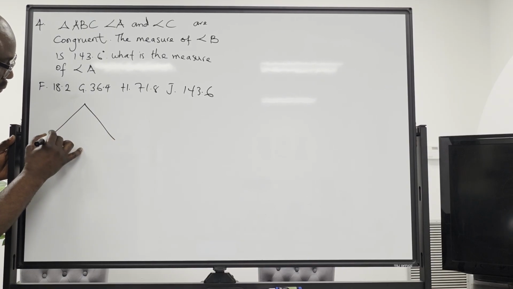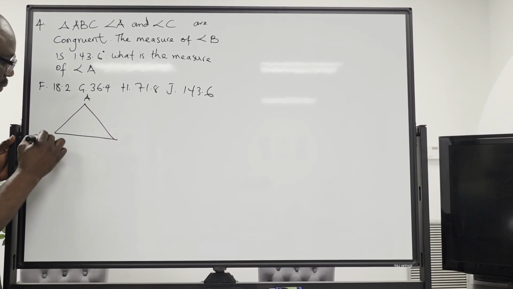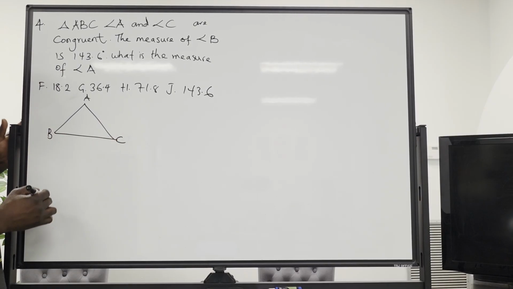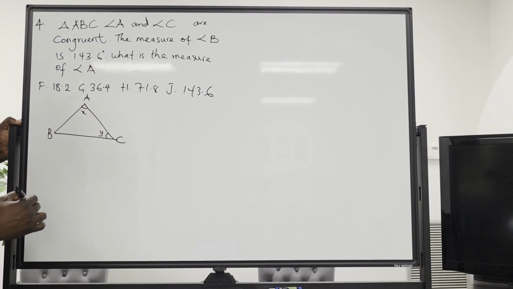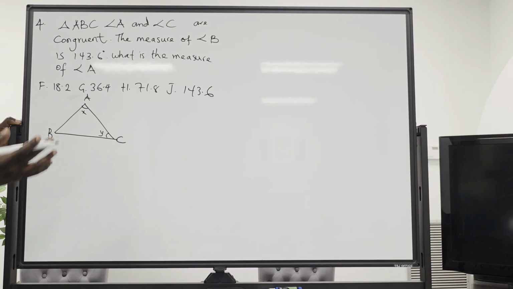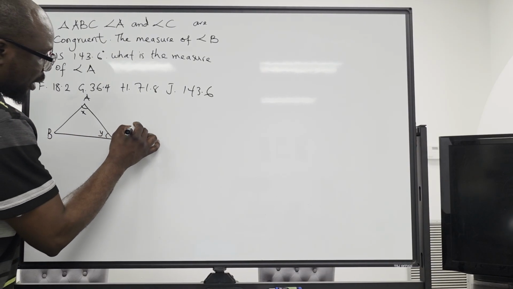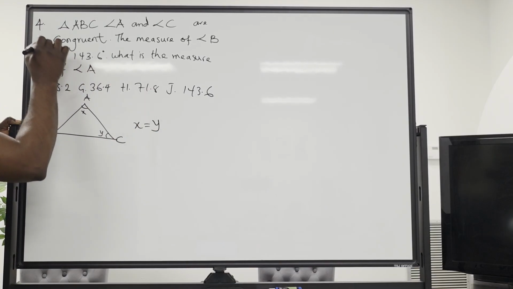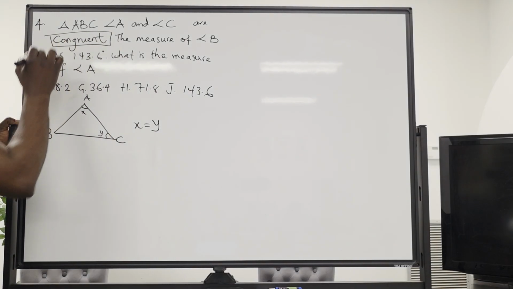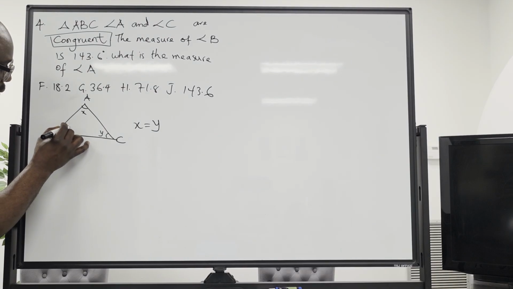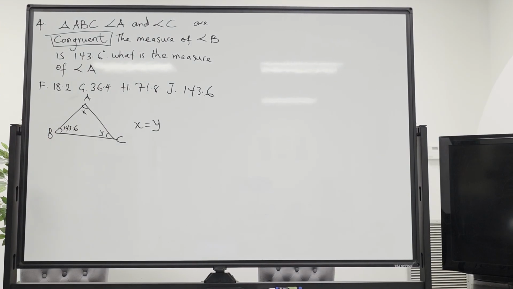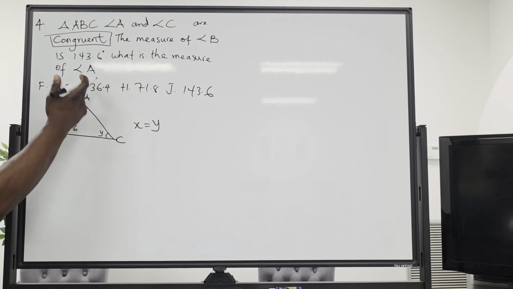A rough sketch. Call this A, call this B, call this C. They said angle A and C, which is this angle, I'm going to call it X, and this one's called Y. They are congruent. So if they are congruent, which means they are the same, they have the same value, which means that X is equal to Y, since they are congruent. So when you see the word congruent, it means that they have the same value, right? And I said B is what? 143.6. So now let's solve for what X or Y is going to be, right?